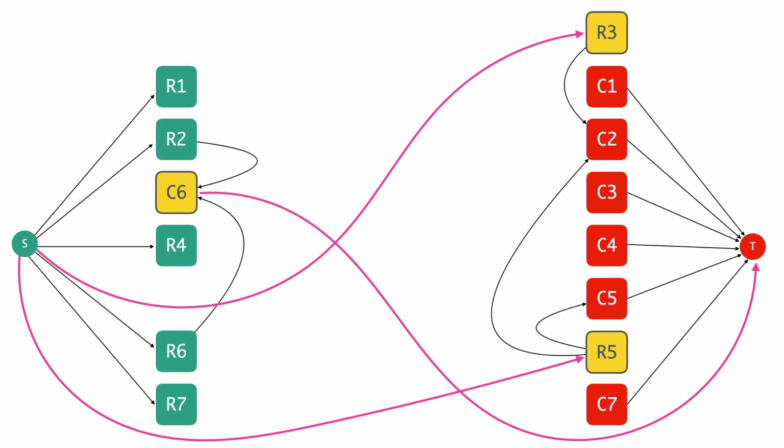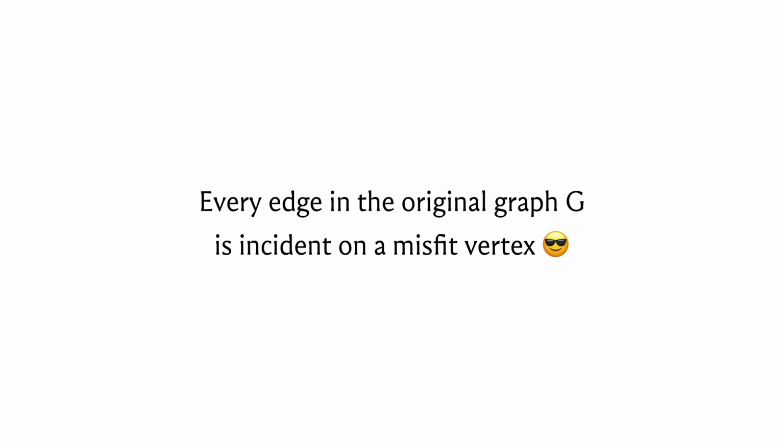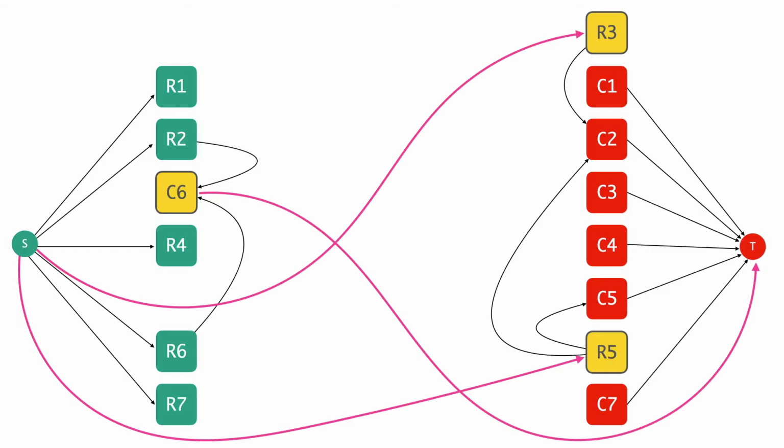And you can probably already sense it from this example, but the fascinating thing is that this is actually always true. The set of misfits actually forms a vertex cover in the original graph. So every edge in G is incident on a misfit vertex. Let's think about why this is true. How can an edge not be incident on a misfit vertex?